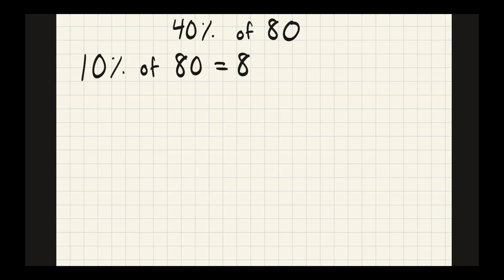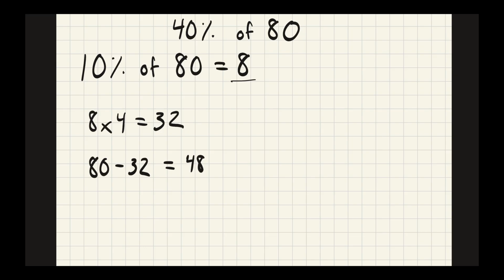So 10% goes into 40% 4 times. So we have to multiply this by 4. So 8 times 4 equals 32. And now we know that 40% of 80 is 32. And for the example of a sale, now what you would have to do is 80 minus 32, which equals 48. So this means that our sweater would be $48.